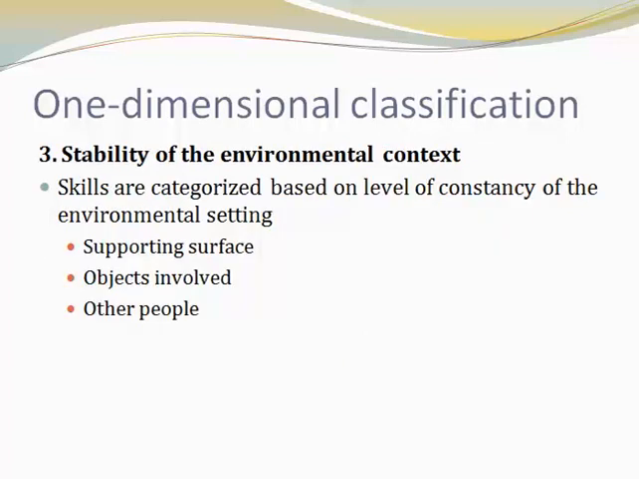The last category within the one-dimensional classification system refers to the stability, which one could think of as predictability, of the environmental context. So in this case, skills are categorized based on the level of constancy of the environmental setting. And the environmental setting can include things such as the supporting surface under which the motor skill is being performed. It could be the type, the number of objects that are involved, or whether or not there are objects involved at all. And of course, other people and how they're interacting with the main actor, let's say, in performing the motor skill.